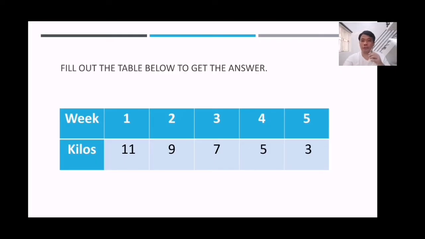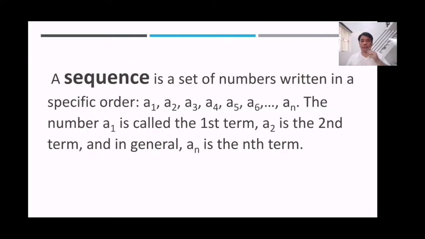Okay, what is a sequence? A sequence is a set of numbers written in a specific order. A sub 1, A sub 2, A sub 3, A sub 4, A sub 5, A sub 6, and the nth term or the last term. So, when we say A sub 1, that is called the first term. A sub 2, the second term. And so on and so forth. Okay? So that is the definition of a sequence.